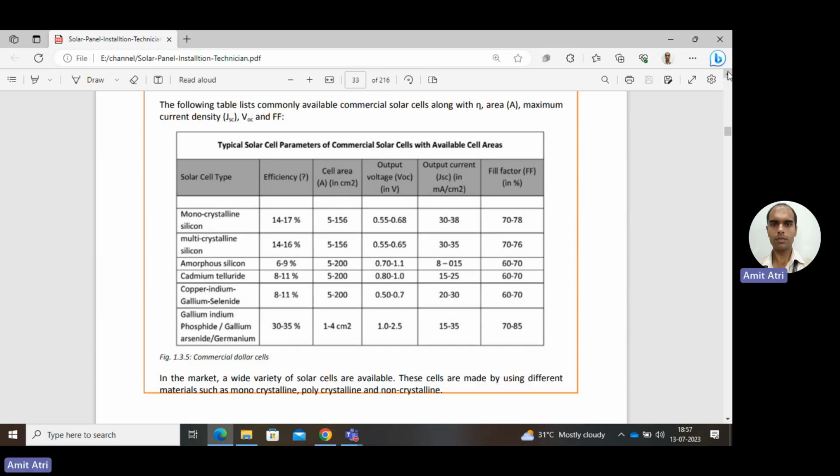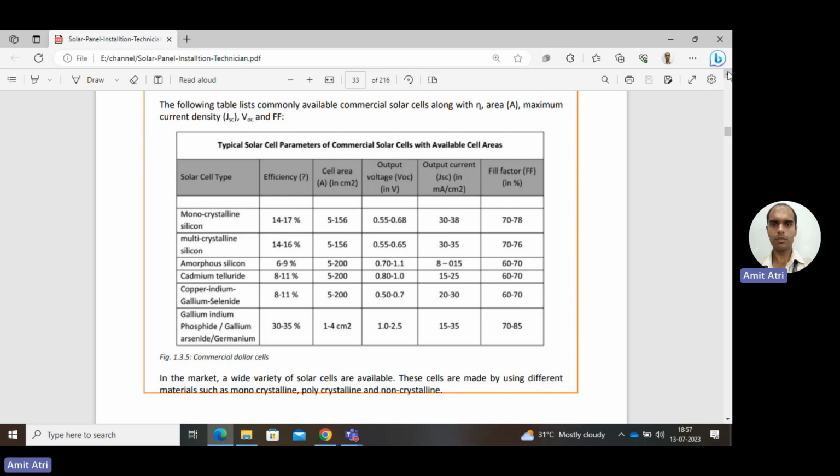Now different parameters which are for different types of solar cells. The first one, monocrystalline solar cell, efficiency we have discussed. Then cell area 5 to 156 centimeter square. Open circuit voltage 0.55 to 0.68. Output current, the short circuit current, 30 to 38 milliampere per centimeter square. Fill factor 70 to 78 percent.